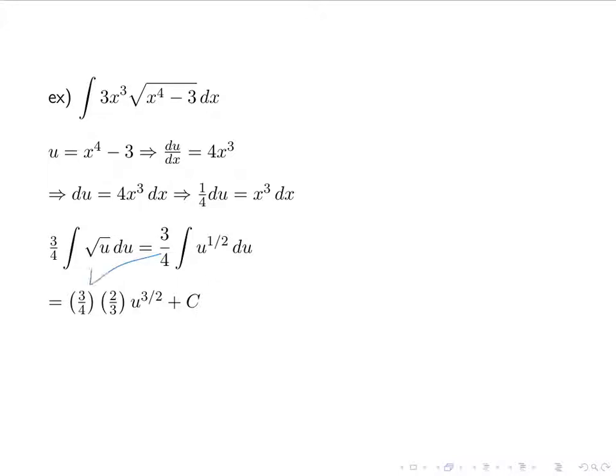I have the 3/4 from before. I'm dividing by 3/2, so I'm multiplying by 2/3. So I'm going to clean up my coefficients and replace back what u is. So my 3's cancel, 2/4 is a half, and then again u, x to the 4th minus 3, to the 3/2 plus a constant.